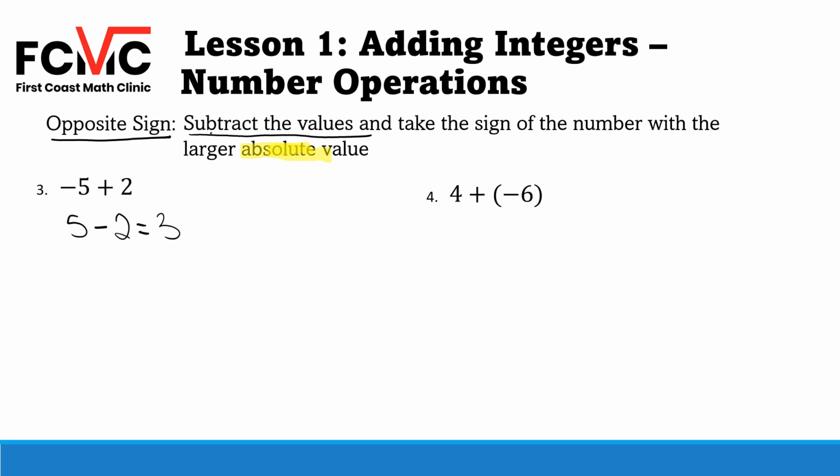Now we have to figure out what our sign is going to be. Is our sign going to be positive or negative? The next thing we're going to do is take the sign of the number with the larger absolute value. What is the absolute value of -5? Remember, absolute value is just the number's distance from 0. That absolute value is 5. What is the absolute value of 2? That absolute value is 2. Which of these numbers has a larger absolute value? Negative 5 has a larger absolute value, so our sign is going to wind up being negative. So the answer here is -3.